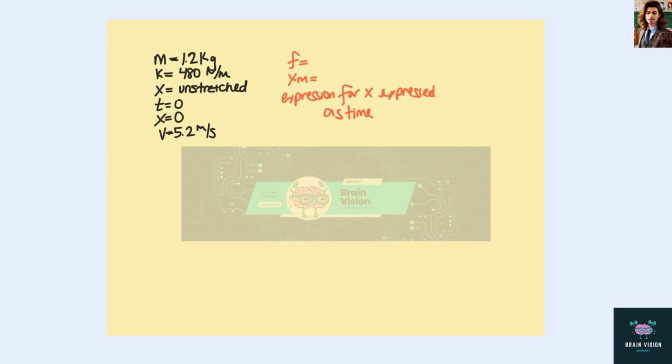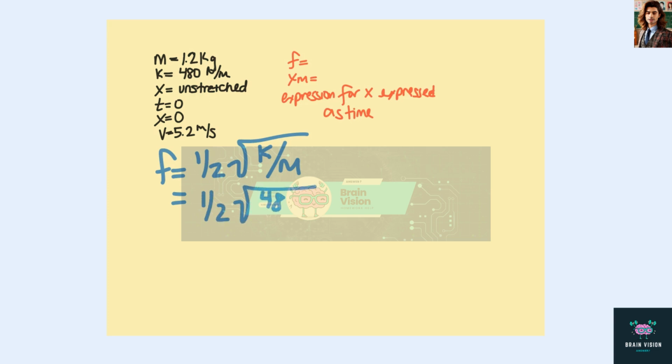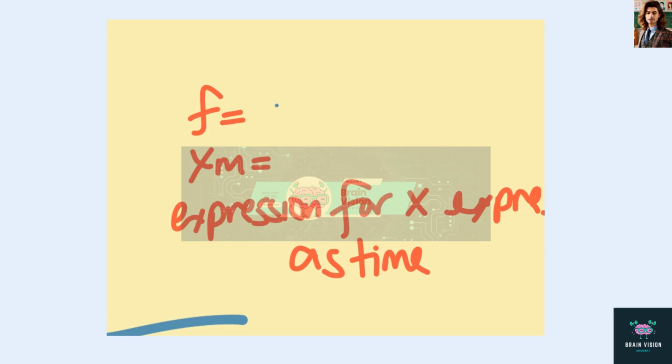So for the first part, finding the frequency, we're going to use the equation frequency equals 1/2π times the square root of the spring constant over the mass. And so plugging in our values, we have 1/2π times the square root of 480 newtons per meter divided by 1.2 kilograms, which gives us a frequency of 3.2 hertz. So our frequency here is 3.2 hertz.